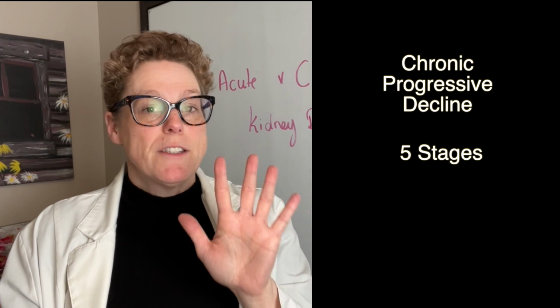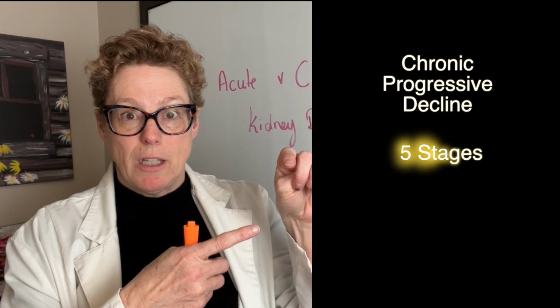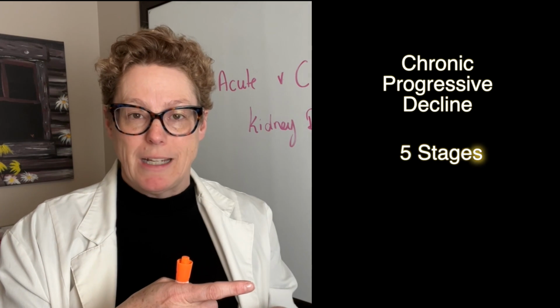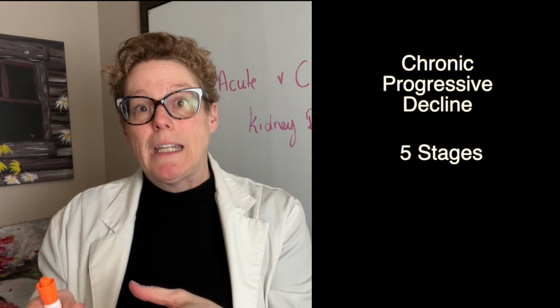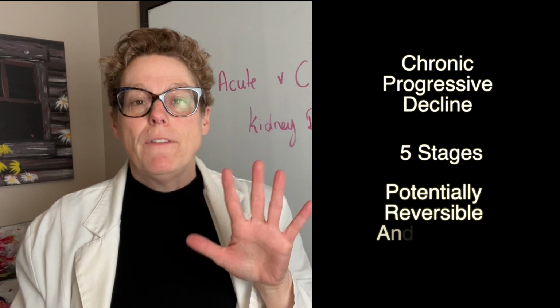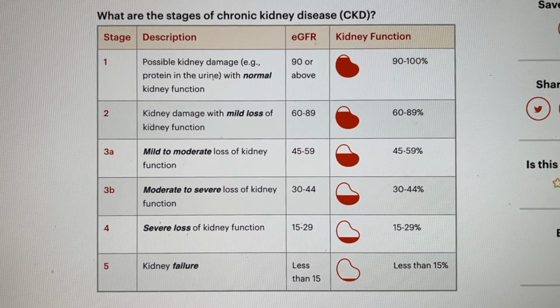There are 5 stages. Now in acute, we were looking at 3 key areas: the blood flow to the kidney, the kidney itself, and how the urine exits the body. In chronic kidney disease, we are focusing in on the kidney itself, that nephron. And there are 5 stages of chronic kidney disease. All right, so I actually like this diagram. I want to share it with you here for the 5 stages.